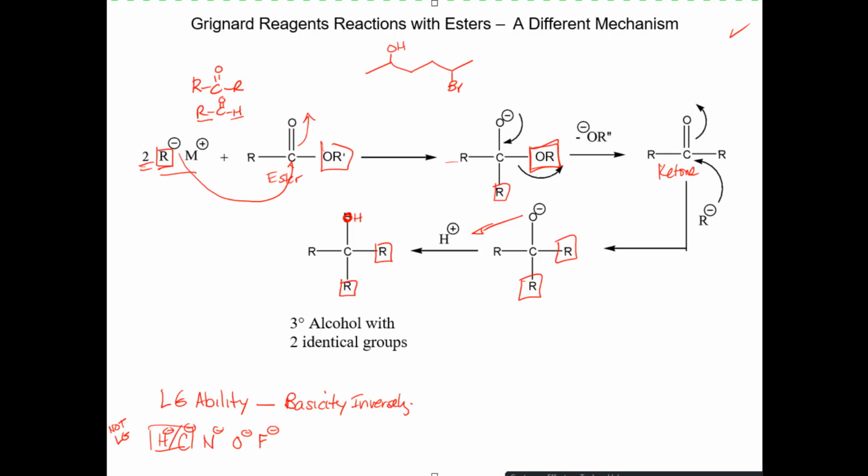Remember, when a nucleophile attacks the carbonyl and you form that O-, what does that O- try and do? It tries to reform the carbonyl. In this case, it can. Okay, so it's a different mechanism.